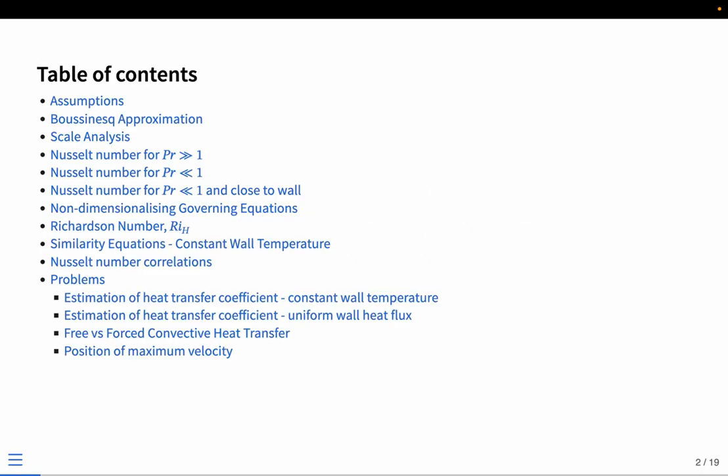So basically the contents for this week: we started out with natural convection. In natural convection, we'll start out with some assumptions. The main approximation is the Boussinesq approximation, followed by scaling analysis and estimation of Nusselt number for different cases of Prandtl number. The lecture videos also cover non-dimensionalizing the governing equations, and then the most important number, called the Richardson number, will be discussed.